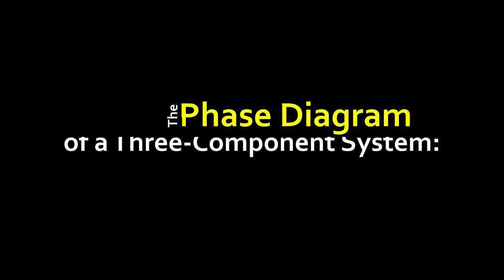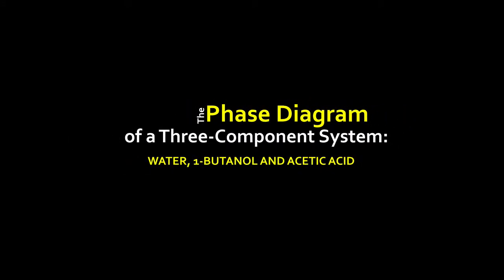So this is a different lab, very different type of lab. It's called the phase diagram of a three-component system, and it investigates the mutual solubility of three liquids: water, butanol, and acetic acid. So the first part of this presentation is really just a PowerPoint where I'm going to put audio on it and use the video to show you the slides.